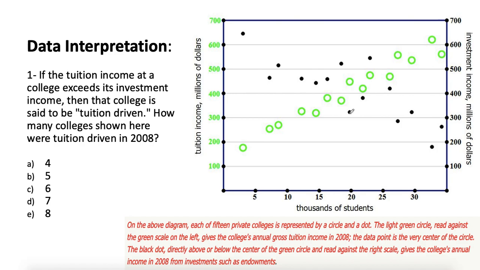So let's see what are the possible ones. For this one, this one, this one, this one, this one, this one, and this one. So there are 1, 2, 3, 4, 5, 6, 7. So there are 7 colleges which are said to be tuition driven because their tuition income is greater than the investment income. So that's why the answer is option D.